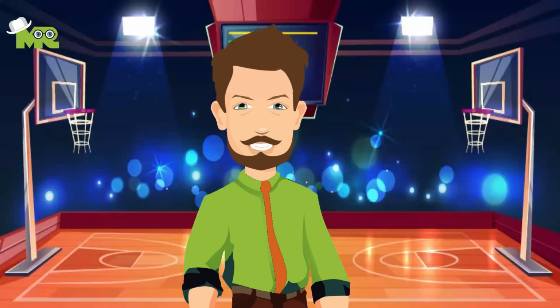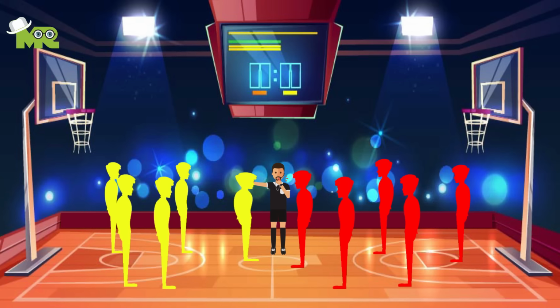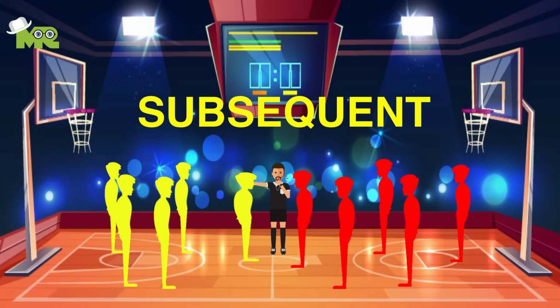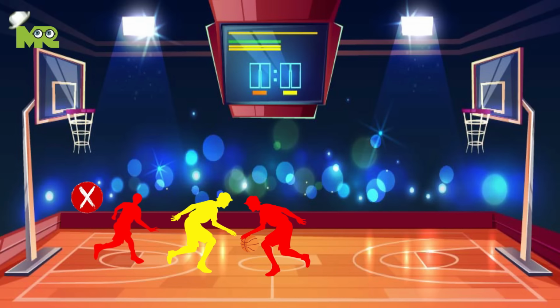3. Held ball. When 2 players gain possession of the ball and a brief battle for the basketball occurs. The referee will award possession to one team, alternating which team gets the ball each subsequent time it occurs. 4. 3-second violation. Offensive players cannot stand in the key for more than 3 seconds.